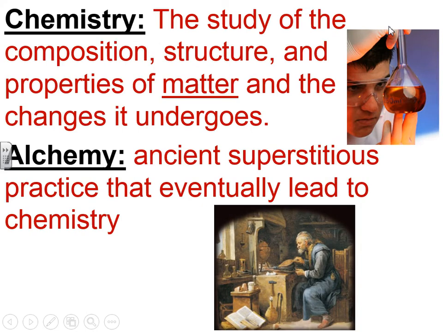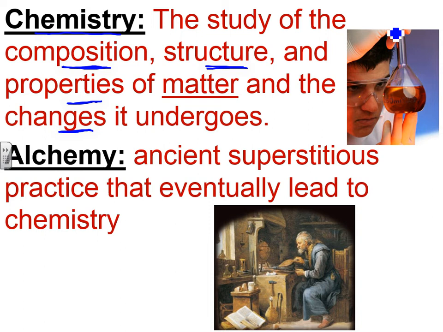Now, chemistry is the study of the composition, structure, and properties of matter and the changes that matter undergoes. The composition means what it's made of, the structure means how it's put together, and the properties, again, is like the behavior, what characterizes matter. And we'll also talk about different changes that matter can undergo, because matter will be changed in a number of different ways. That's the definition of chemistry.